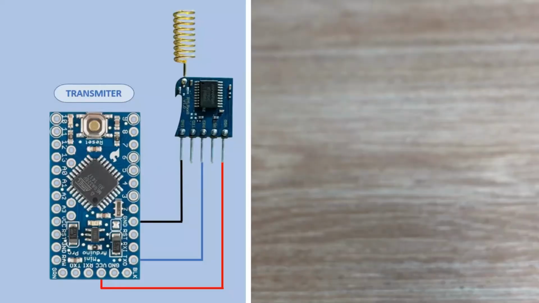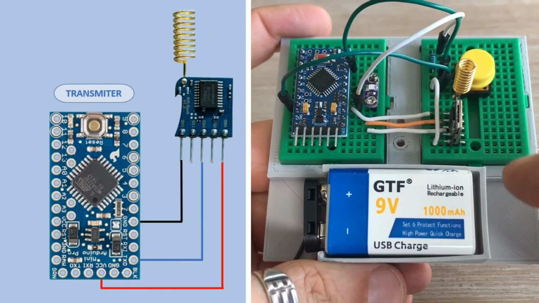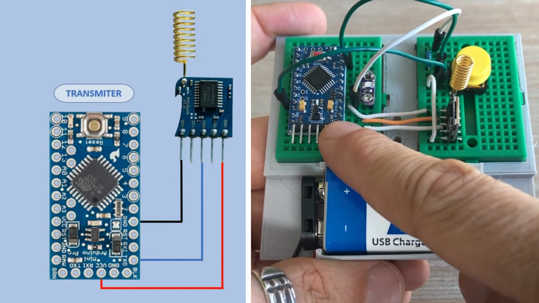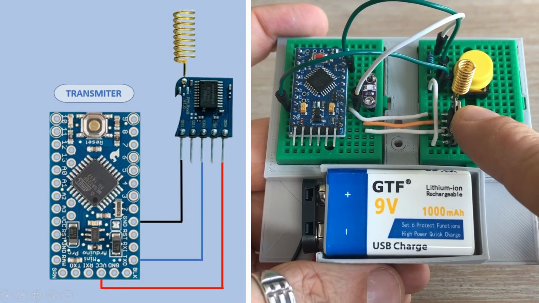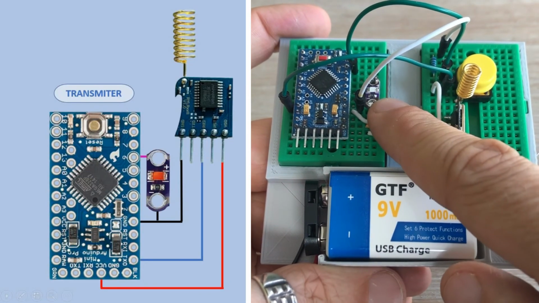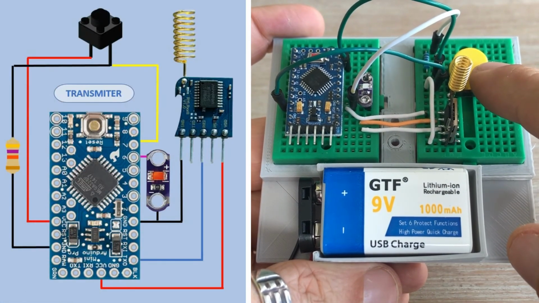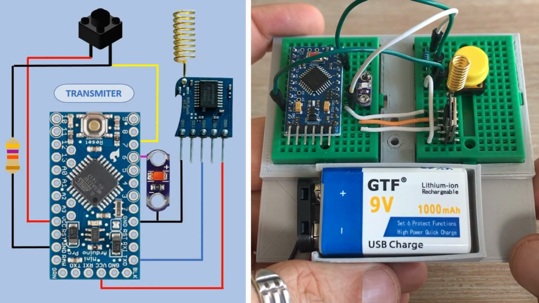Let's now create the transmitter circuit. This is the diagram, and here is the breadboard prototype I built for it. You have your Arduino Pro Mini here, and LoRa connected to it. I have also added an LED here, which would be in sync with the one on the receiver, and the button that would be used to control both LEDs, working like an on-off switch.